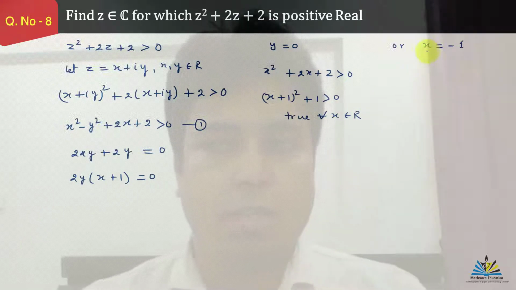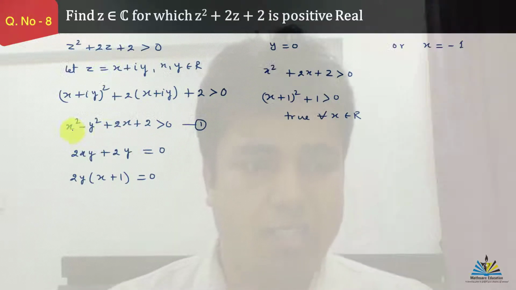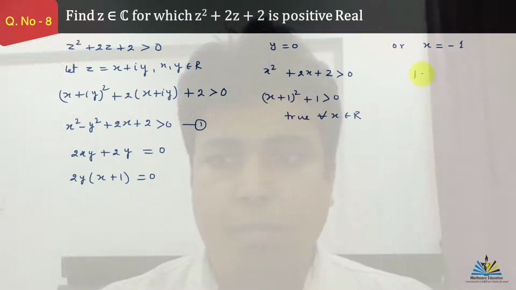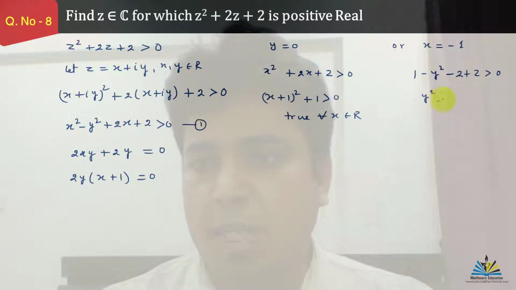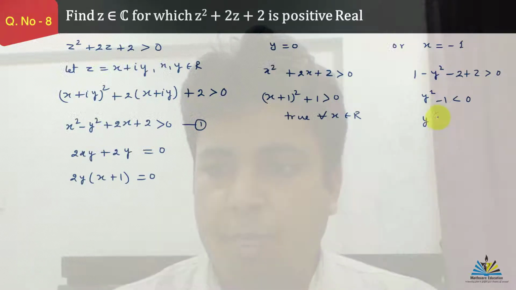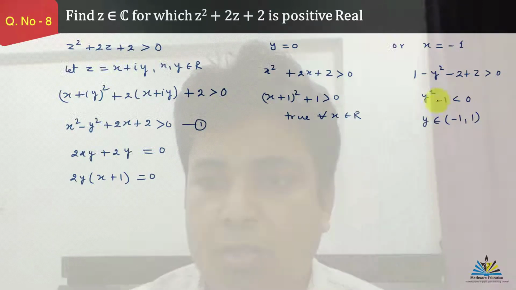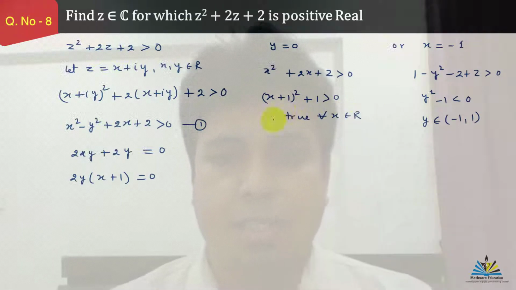Now if we have x equal to minus 1, put x equal to minus 1 in this inequality, then we will get 1 minus y square minus 2 plus 2 greater than 0, and this becomes y square minus 1 less than 0. So this implies y belongs to minus 1 to 1. So the solution is minus 1 to 1 if x equal to minus 1, and this is true for all x belonging to real if y equal to 0.